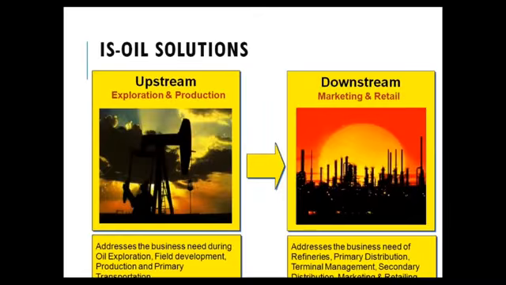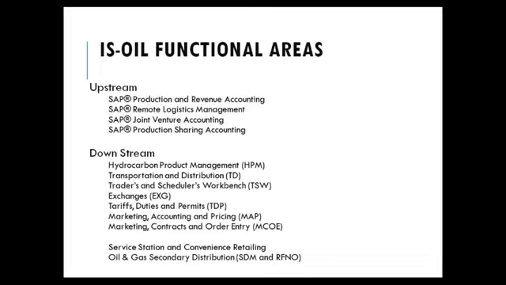And the downstream is called marketing and retail. It deals with marketing and retail: refineries, primary distribution, terminal management, secondary distribution, marketing and retail. Upstream has 4 modules in it: production and revenue accounting, remote logistics management, joint venture accounting, and production sharing accounting. Mostly people with a finance background prefer this upstream because most of it is the accounting part. It's a little difficult and on the higher side. So people with finance and accounting backgrounds prefer this upstream functional area.